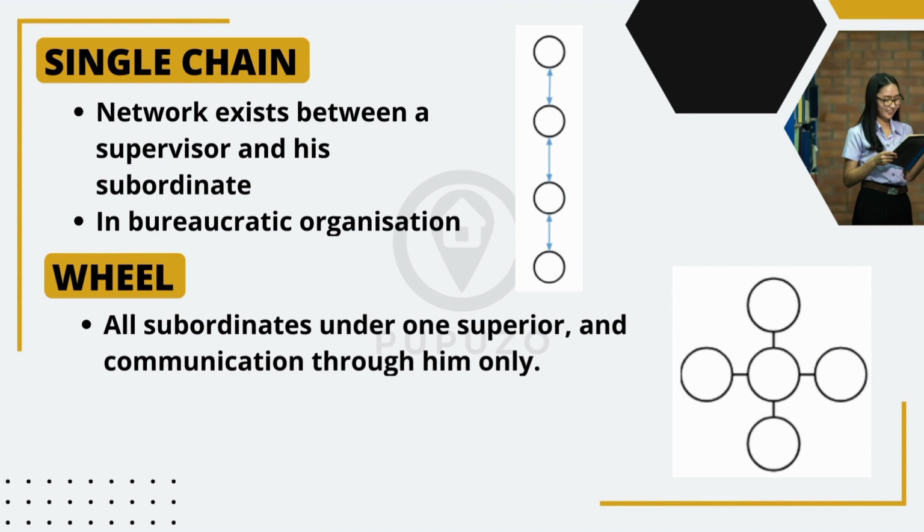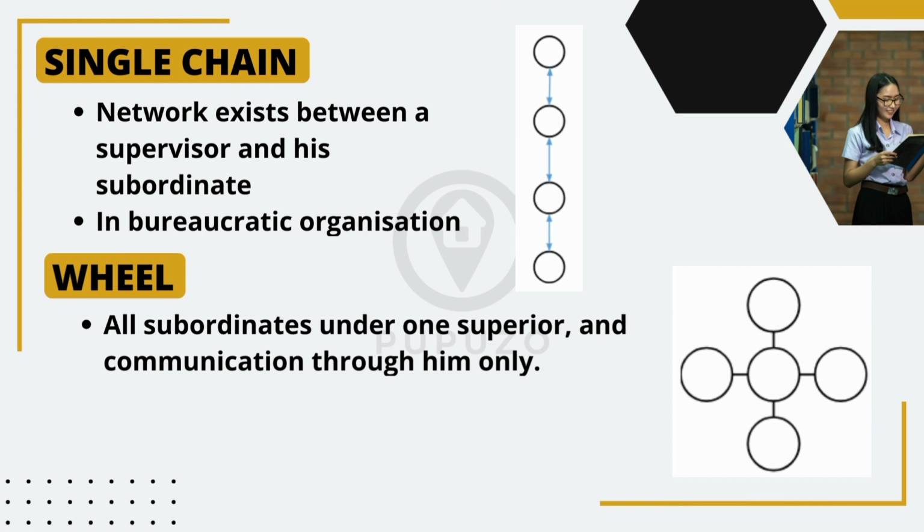The first model is the single chain model. In this model, a communication network exists between a supervisor and their subordinate in a hierarchical or bureaucratic organization. Next, we have the wheel model. In this model, all subordinates are connected to and communicate through one central figure, usually their immediate superior.